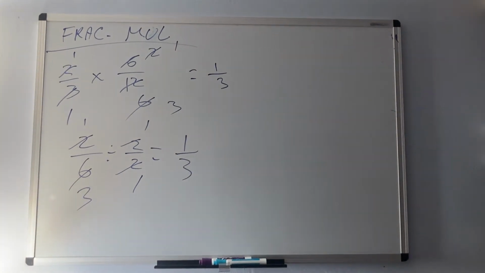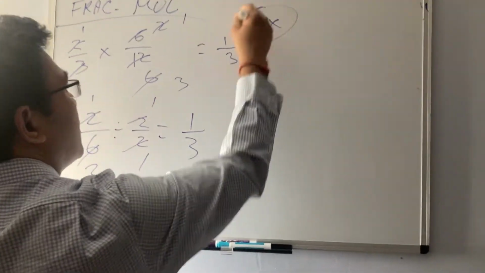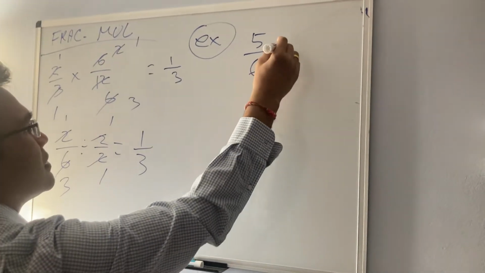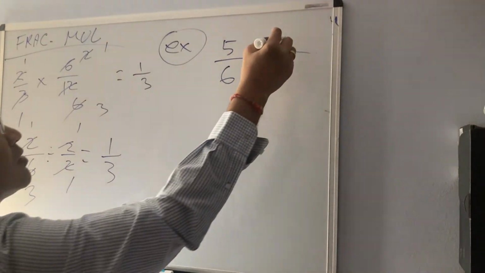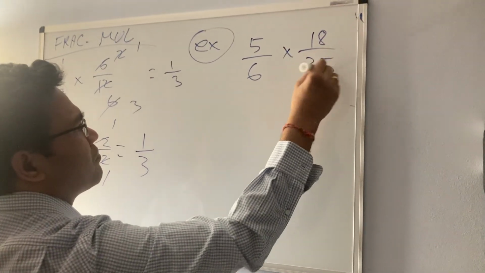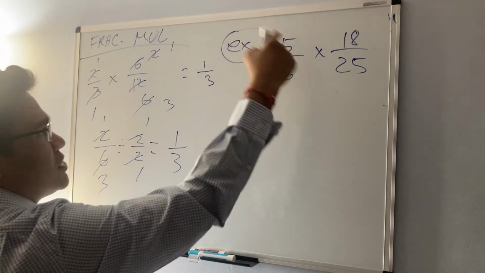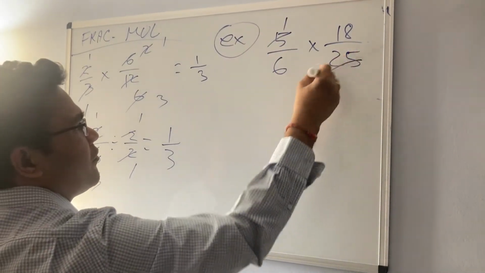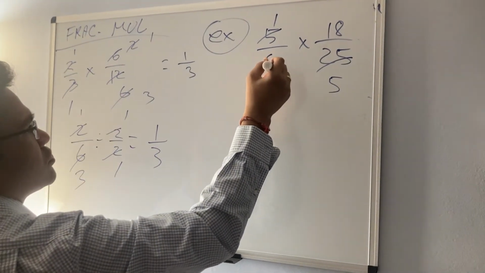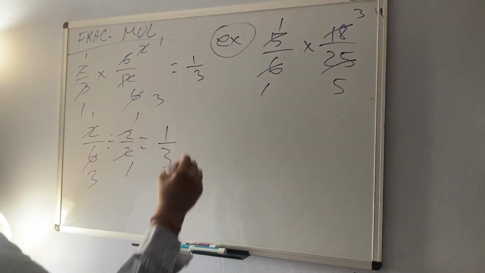Now let's do another example of fractions. Let's say 5/6 times 18/25. So in this case, I could cross divide also. 5 goes to 5 one time, 5 goes to 25 5 times, and 6 goes to 6 one time, 6 goes to 18 3 times.